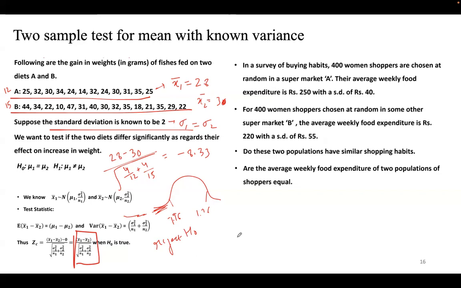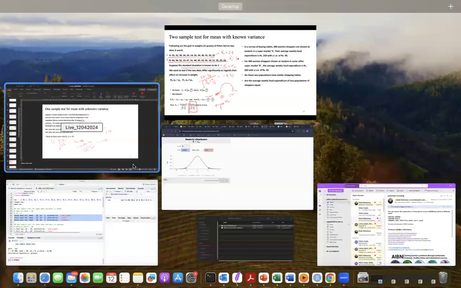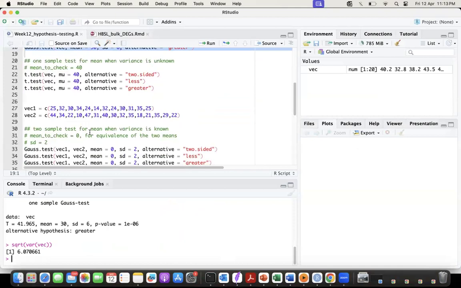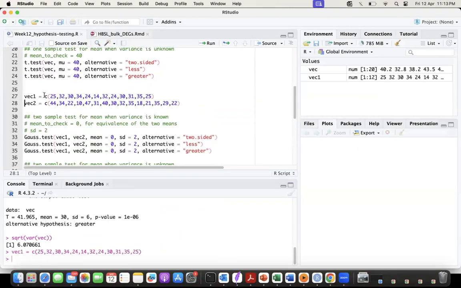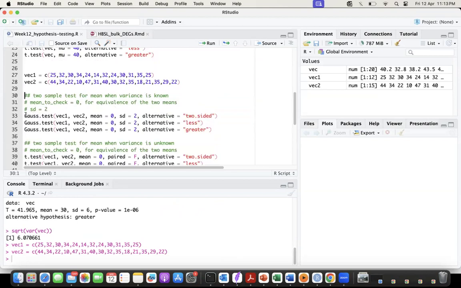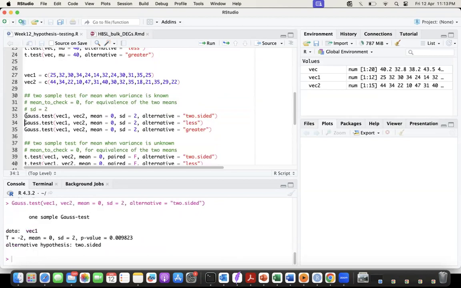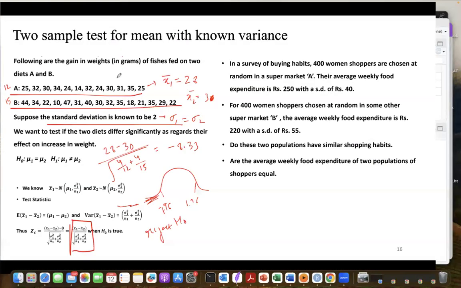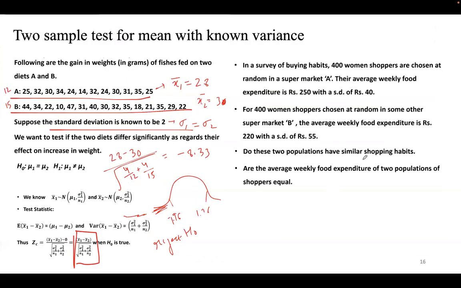We can again just double check this in R. This one we already saw. These are the two values, vec1 and vec2. Now we want to check for the equivalence. You see here the p-value is really small. When the p-value is small, you reject the null hypothesis. It's less than 0.05, right? So same thing, that's exactly what we've been doing so far. The second case right here follows the same pattern.